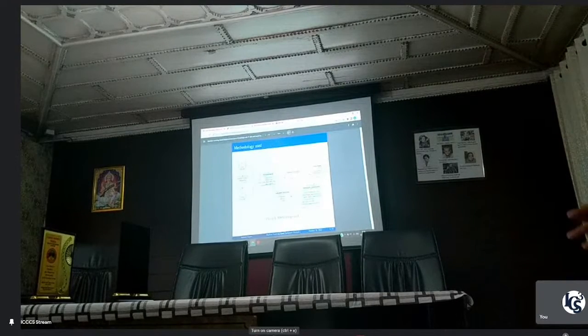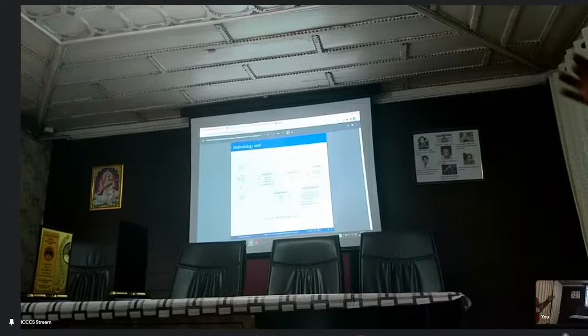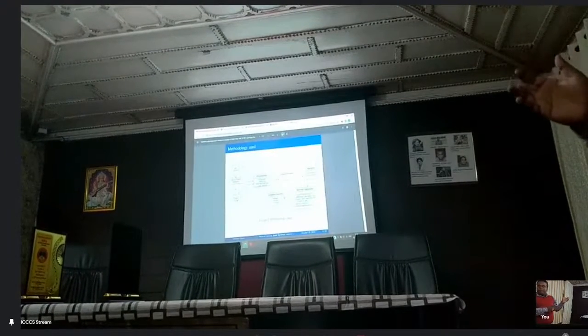Next. This is the methodology which we use. We took the Hindi data set and also performed the translation with the help of Google.